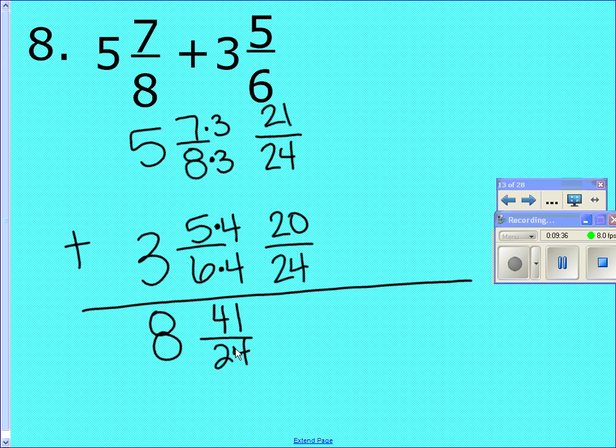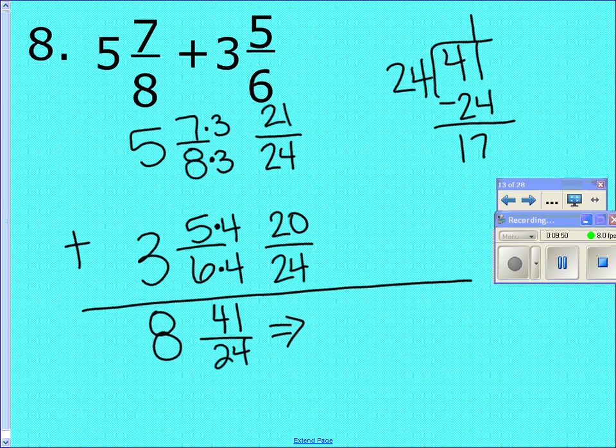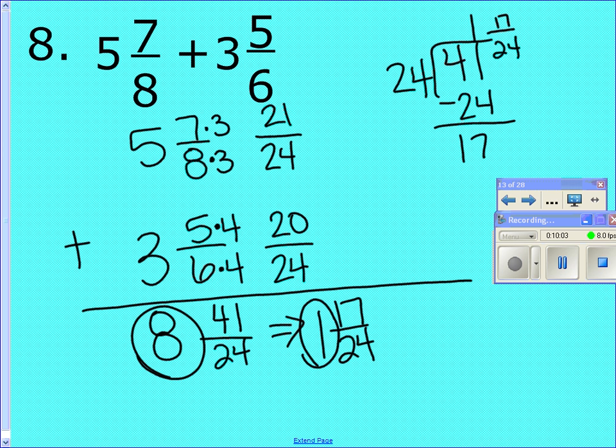We have an improper fraction here now. So we're going to do top in, bottom out. 24 goes into 41 one time. 41 minus 24 is 17. 17 is now the numerator. 24 is the denominator. So 41/24 converted to 1 and 17/24. However, you still have to add the whole numbers that are here. So our final answer is 9 and 17/24.